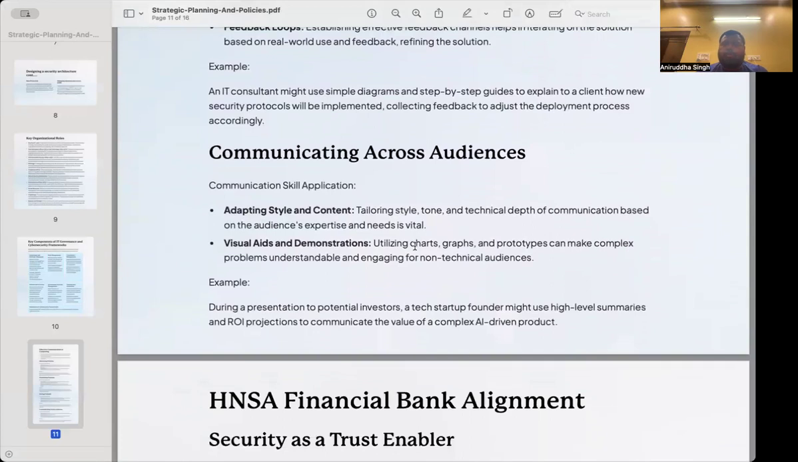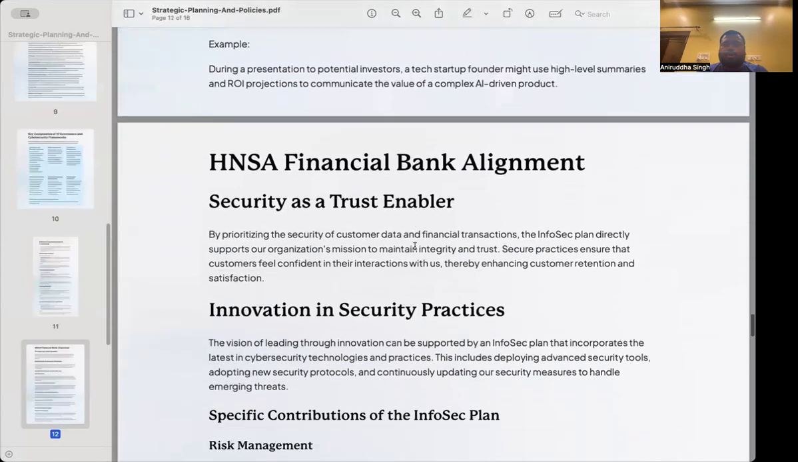How can we communicate between different groups of audiences? So we need to adapt style and content. We need to tailor our style, tone, and technical depth. We also need to have visual aids and demonstrations like charts, graphs, and prototypes that can make complex problems understandable and engage the non-tech audience.